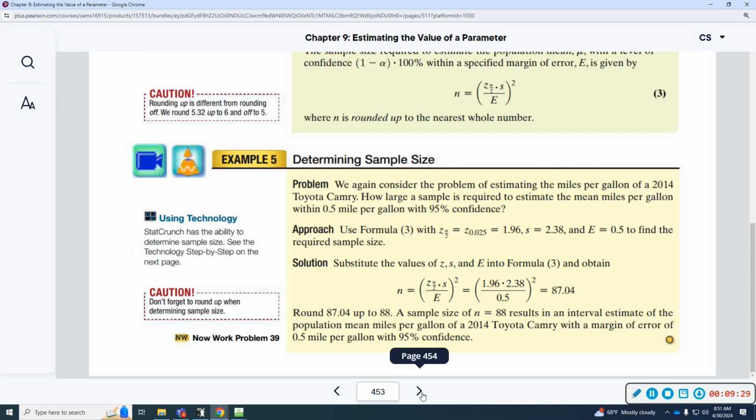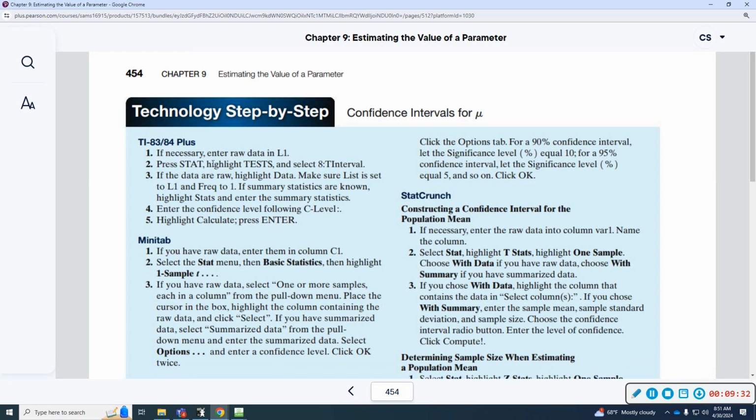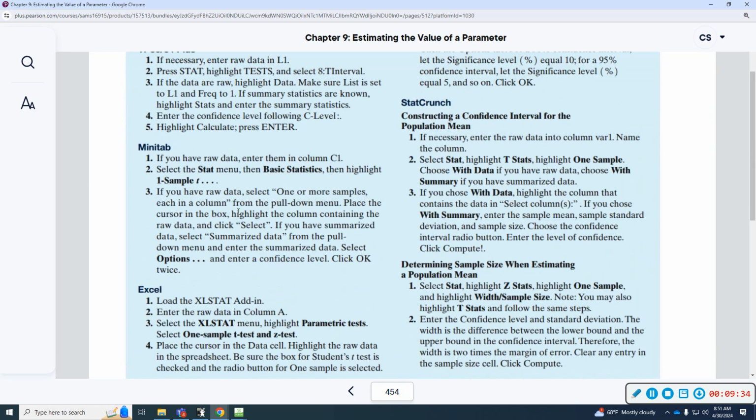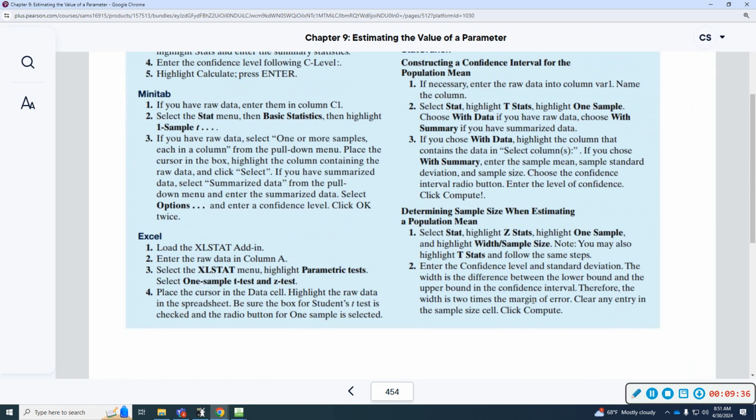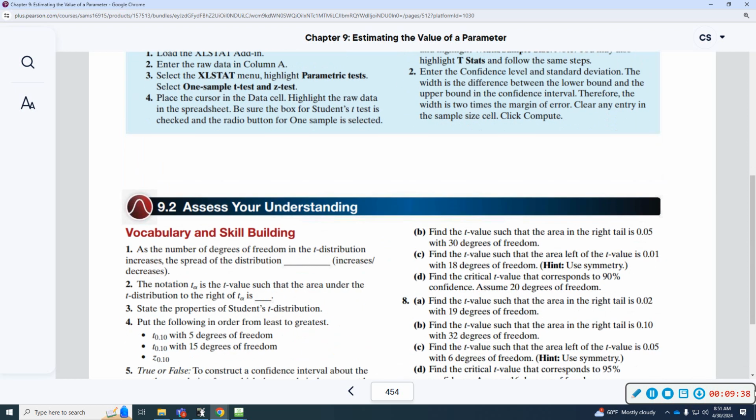And then there's an example of that. All right, and then here are some steps on how to do it in the calculator, Minitab, Excel, and StatCrunch, and with that, we'll jump into MyMathLab and start doing some problems.